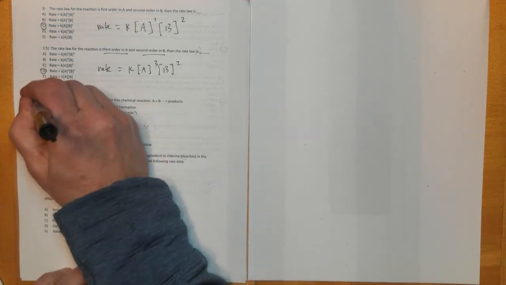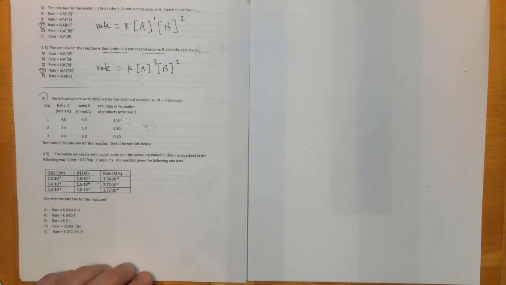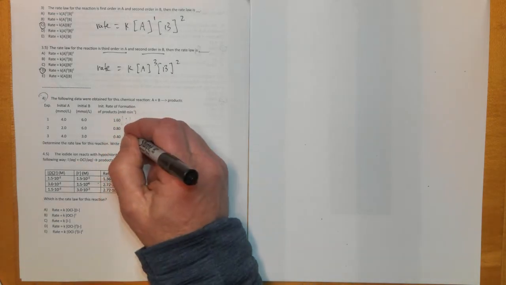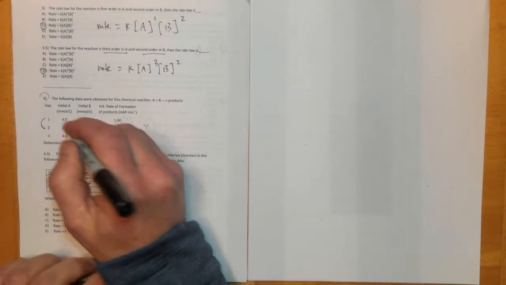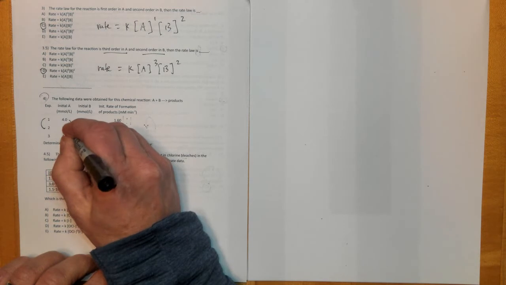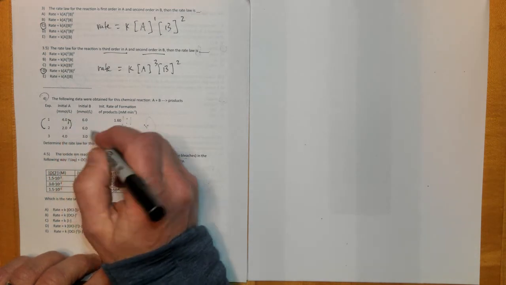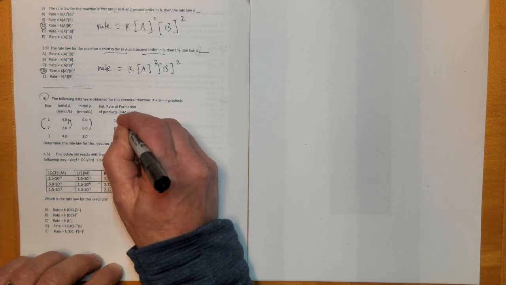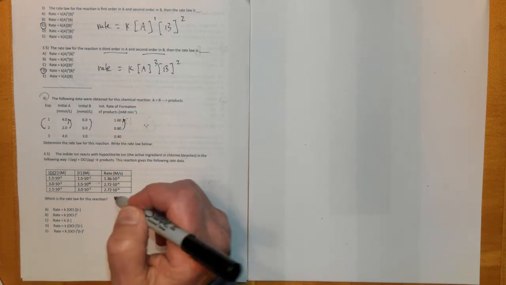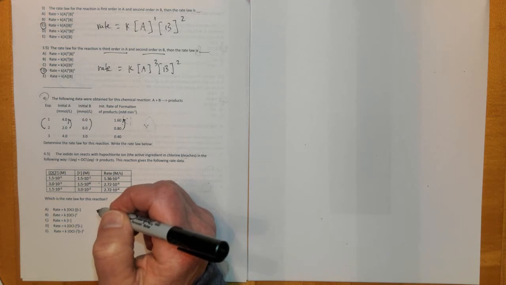The following data were obtained for a chemical reaction. A goes to B. Got some data right here. If we look from experiments 1 to 2, we can see that the concentration of A doubles from 1 to 2, and it remains the same for B. And we can see that the initial rate goes from 0.8 to 1.6, so it also doubles.